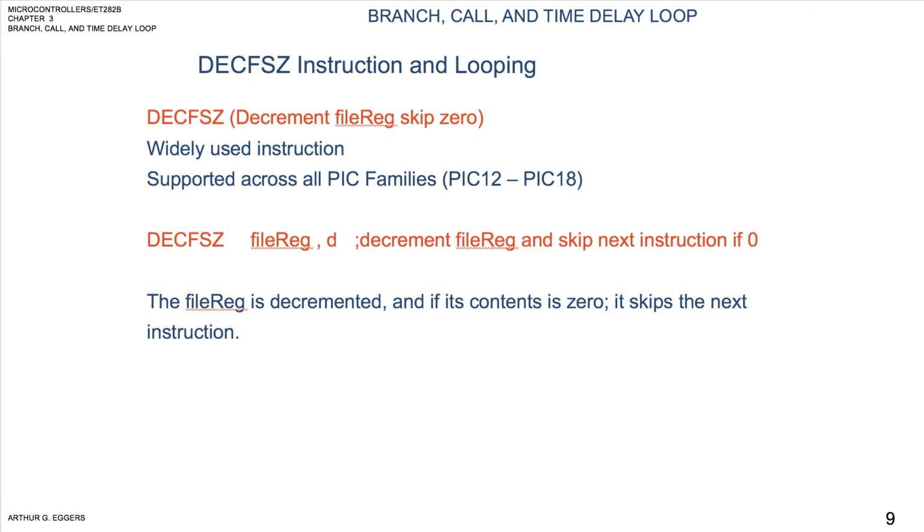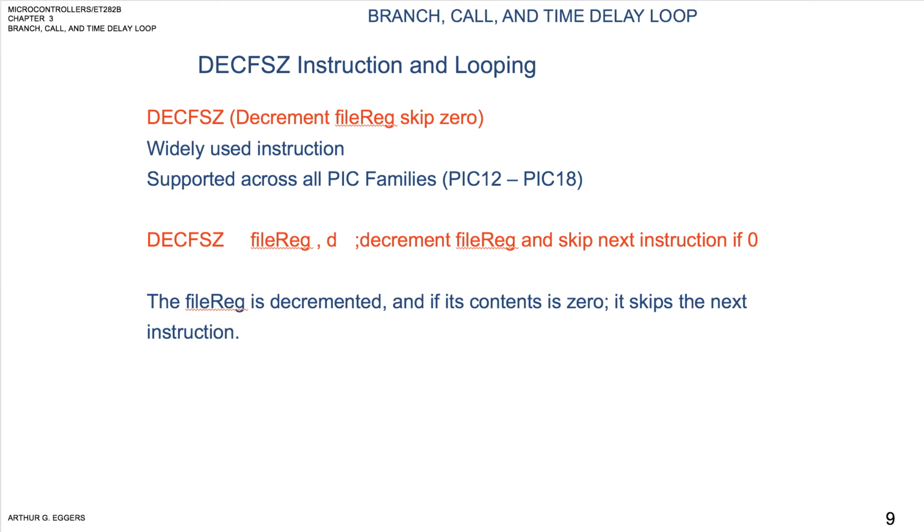So let's go back to the beginning of chapter 3 here, where we introduced yet another instruction, and that instruction is the decrement file register skip if 0. This instruction is widely supported across all the PIC families of microcontrollers from PIC12 to PIC18. Okay, and I suspect it goes beyond that since we're dealing with the realm of assembly language.